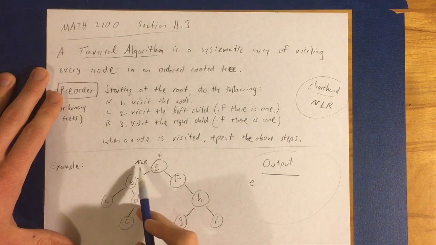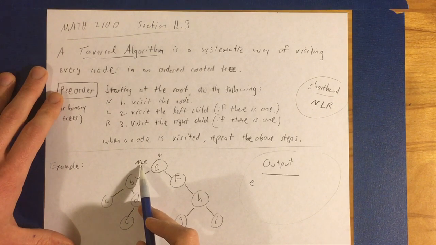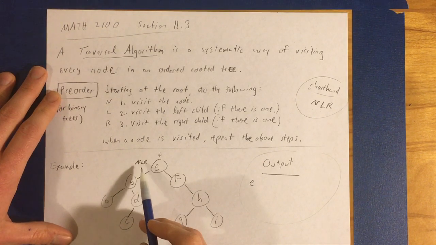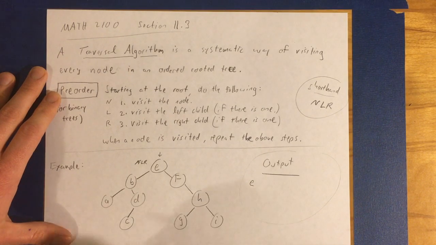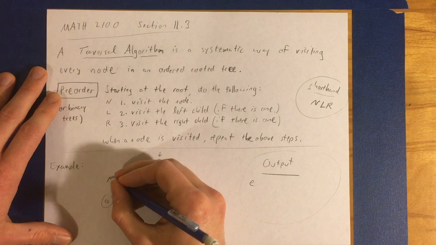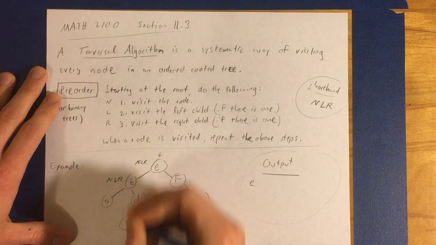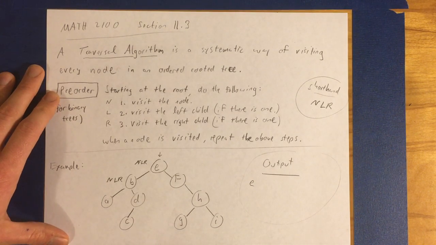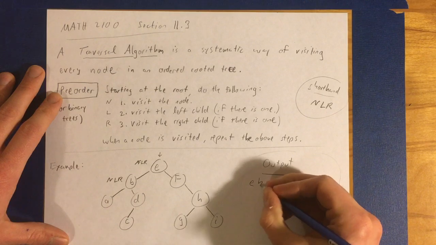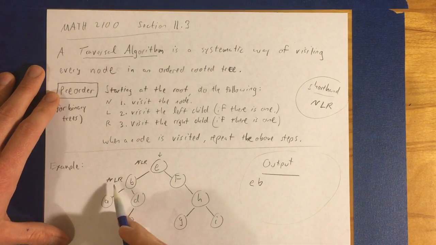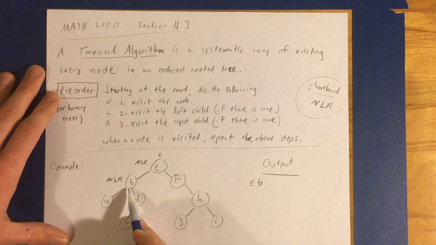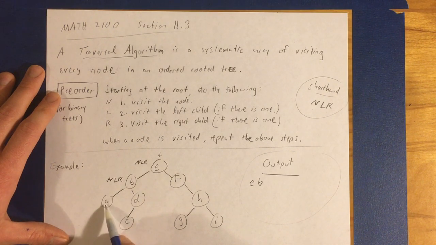Now we have to go and visit the left child. I'm not going to cross that off just yet because we haven't finished doing that. So let's look at the left child. Now I'm looking at B. Here's my to-do list for B, NLR. The first thing on my to-do list is to visit the node itself, so I'm going to visit B, and that means I'll print B over here. I've done that. Now I visit my left child. Let's go down to the left child.